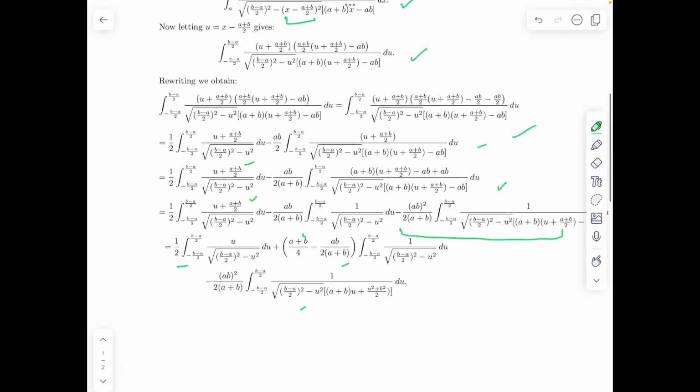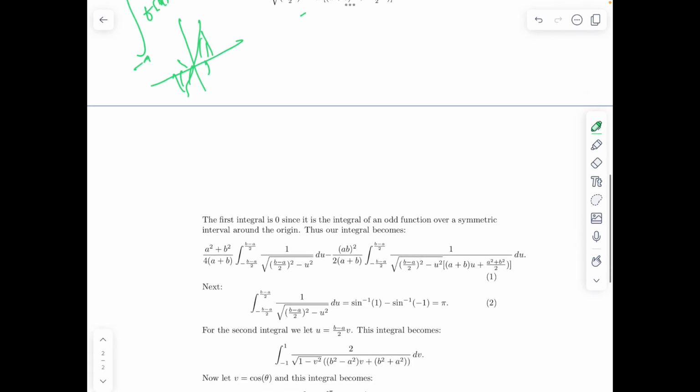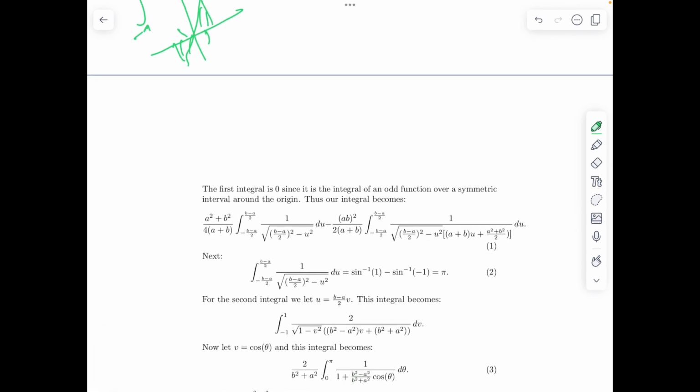Now the first integration, as you can already see, is 0 because this is an odd function over here. Since it's an odd function, from minus a to a, f of x dx will die because the function will be symmetric about the origin. So positive area is going to cancel negative area. Okay, since the integral is an odd function over a symmetric interval, our integral becomes just this minus this.